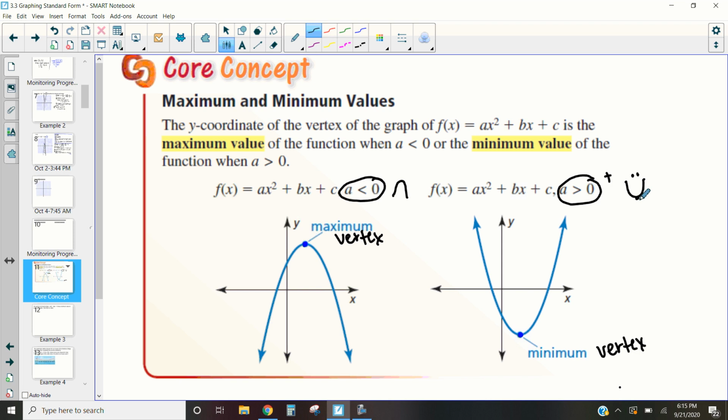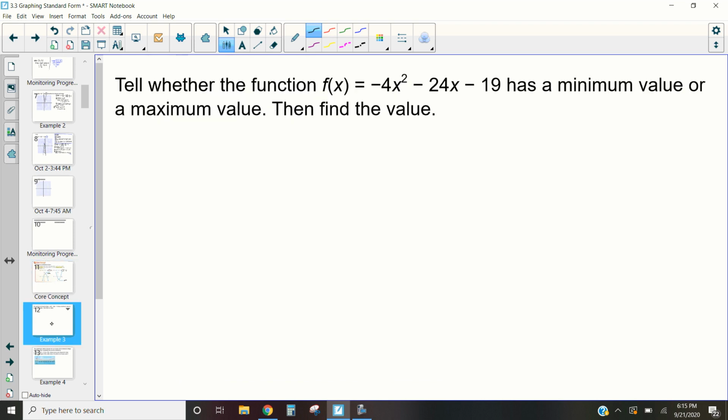So the way we figure out the maximum or minimum is we first look at that a value. If it's positive, it's going to be a minimum. If it's negative, it's going to be a maximum. Then all we have to do to find that minimum or maximum value is find our vertex. Remember, we've been practicing finding that vertex by finding our axis of symmetry and then substituting that x value back into our function to figure out what the y value is. We're going to go over one example of determining whether something has a minimum or maximum value, and then finding that value.